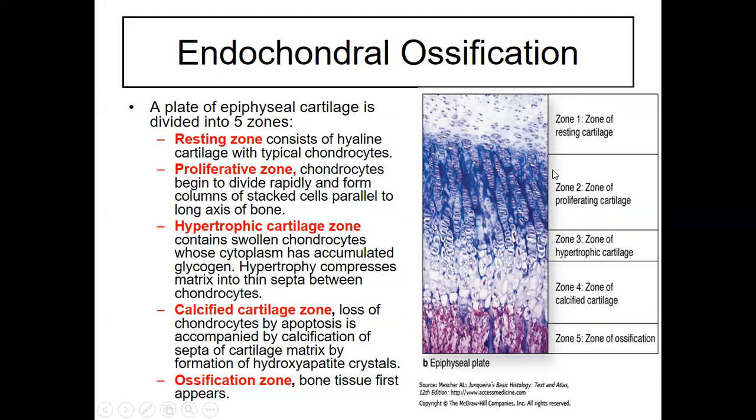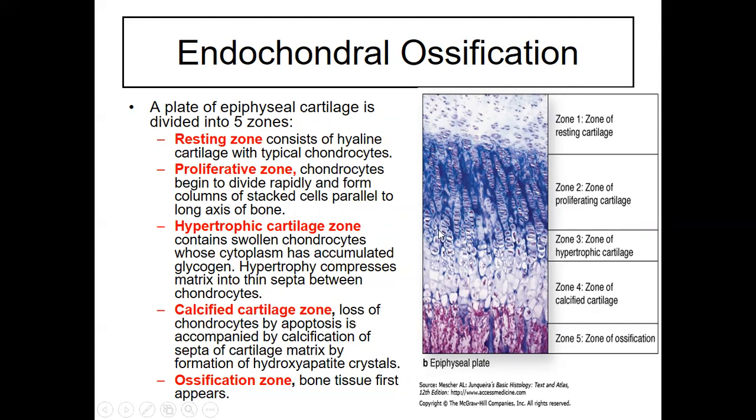And then we move to the next zone. Zone number 2, the zone of proliferating cartilage. You can see here what happened: the chondrocytes begin to divide rapidly, increase in number, and form columns of stacked cells, packed to each other, in rows like this. The columns are parallel to the long axis of the bone. This is the long axis of the bone.